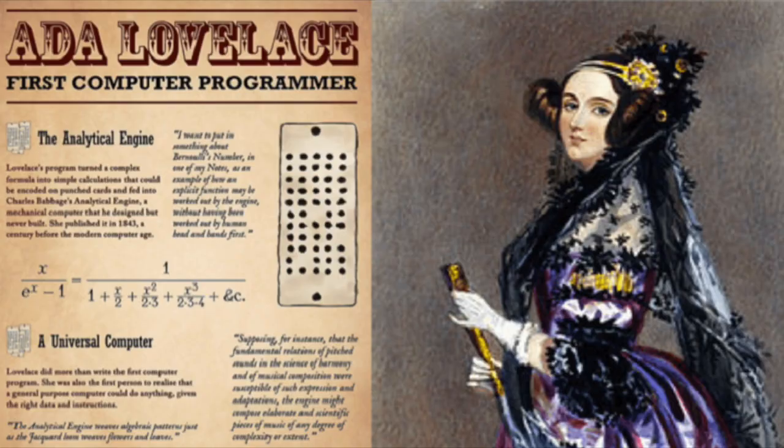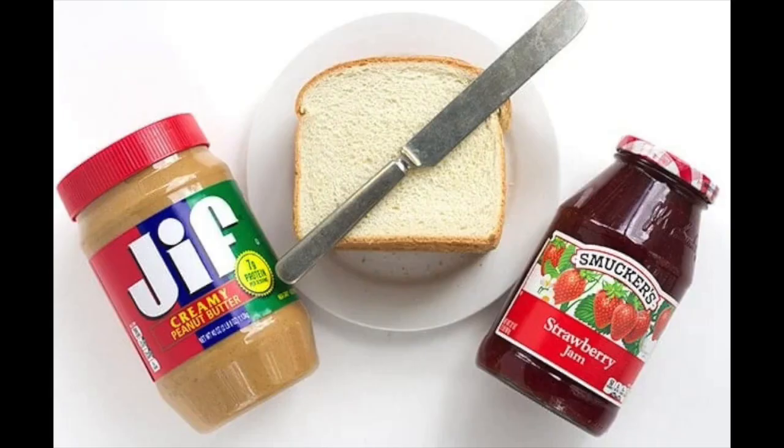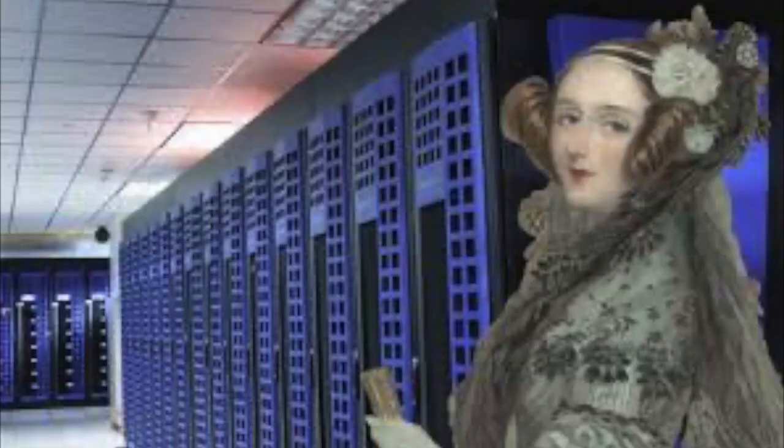Imagine the teacher, Miss Lovelace, is at the front of the classroom with a table. On this table, you see a loaf of bread, a jar of peanut butter, a jar of jelly, and a knife. The goal is to make a PB&J sandwich. Miss Lovelace tells the class that she's going to act as the computer.